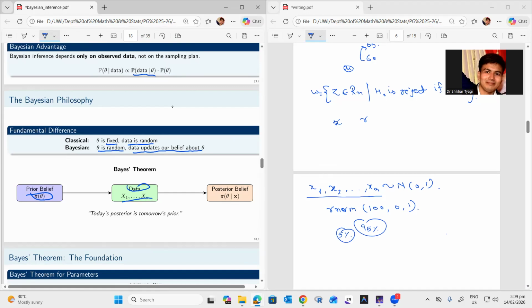So today's posterior is tomorrow's prior. That means whatever information you are collecting today, if we carry forward with the example of the doctor and patient, when you tell the doctor that you have had a fever for the last 4 or 5 days, that is your prior information. The doctor is going to measure your body temperature, that is your x1, x2, ..., xn, your sample data.